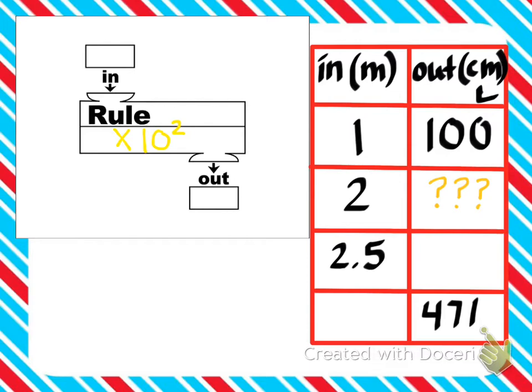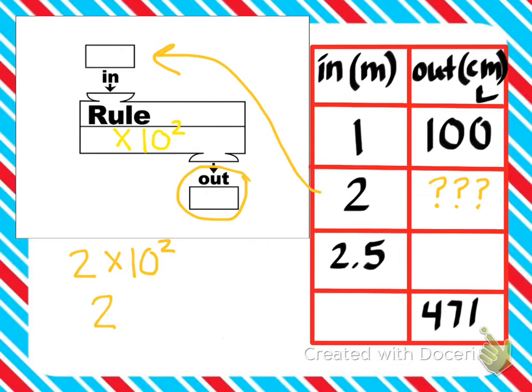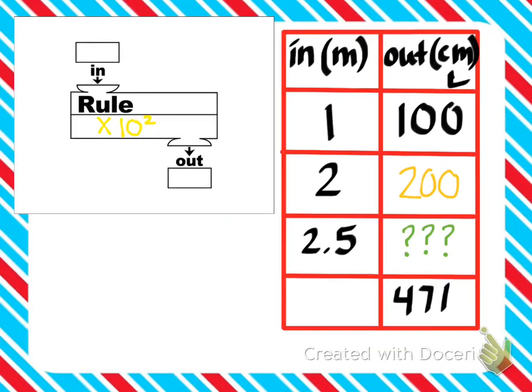Now let's complete the table using the rule that we just came up with. We're going to put the 2 in the machine and find out what we get out. When we put 2 in the machine, we're multiplying it by 10 to the power of 2. Now we solve these just like we were last week. Write down the 2, move the decimal over to the right 2 times. Fill in the empty spots with zeros, and we found out that the 2 slot should be 200 on the table.